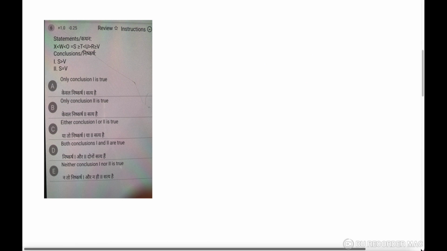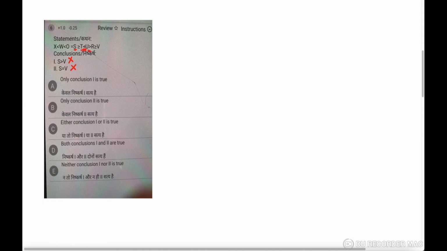Now next we have inequality based questions. So let's see the first one: S greater than V. Now let's look at S. So here it is closed. Here you have less than. So this is wrong. Okay, S equal to V can also not be concluded, because here you have less than, here you have greater than. So both of these are false.